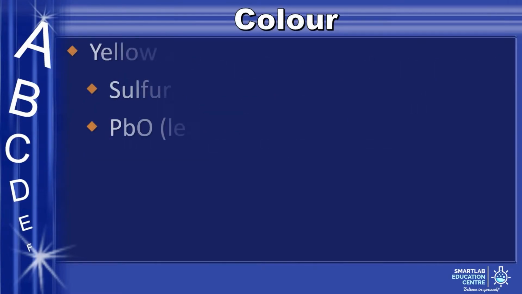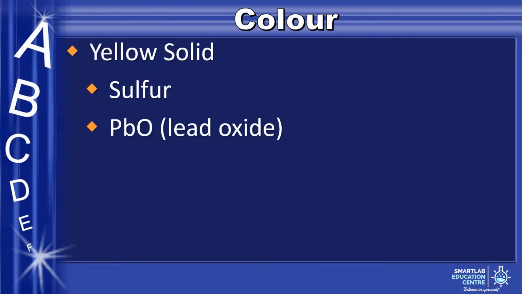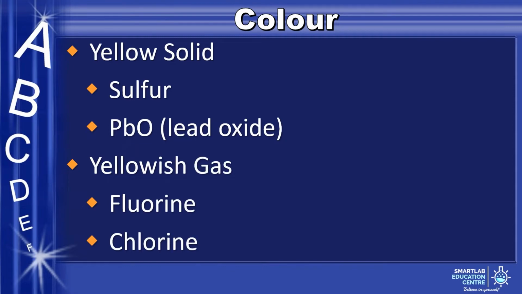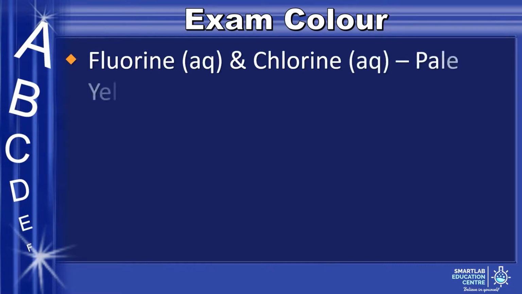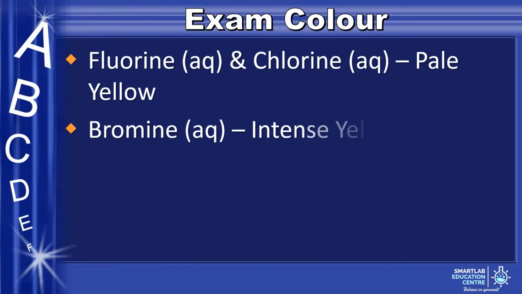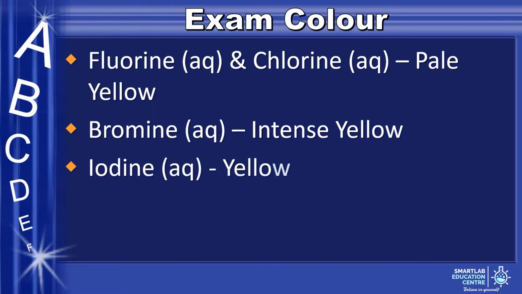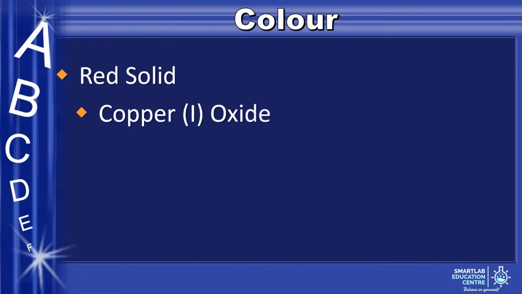Here are some examples of a yellow solid which includes sulfur and lead oxide, while yellowish gas includes fluorine and chlorine. However, in the context of an exam, fluorine and chlorine will be pale yellow while bromine is intense yellow and iodine is yellow. An example of a red solid is copper oxide.